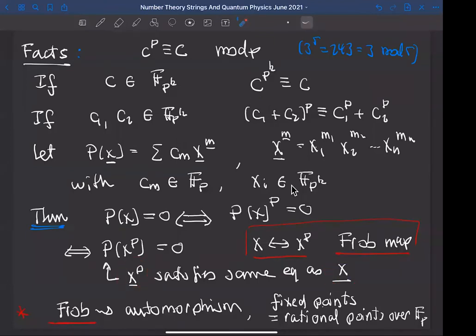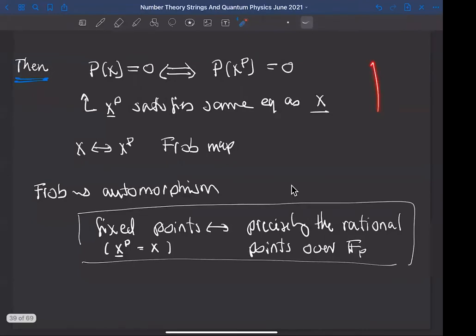So this map here is called the Frobenius map, and it is an automorphism. It represents an automorphism whose fixed points are the rational points over F_p. So fixed points are the points in which x to the p equals x. So these are precisely the points that you want to count, the rational points over F_p. So I'm copying this statement here. This is what's important: fixed points are precisely the rational points.